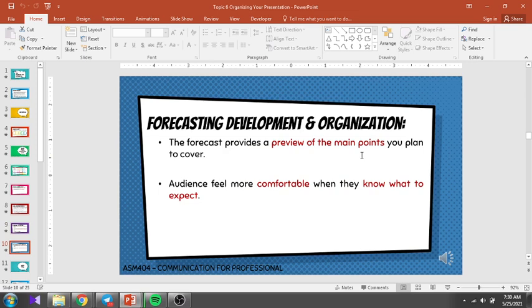Okay, forecasting, development and organization. The forecast provides a preview of the main points you plan to cover. At the beginning of the introduction, you give some main points, meaning the things you are going to talk about later on. Audience feel more comfortable when they know what to expect, because we still want to have the audience's attention.